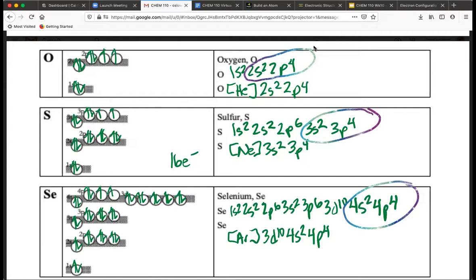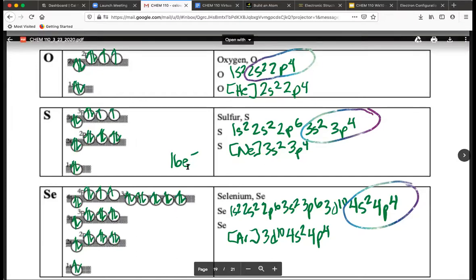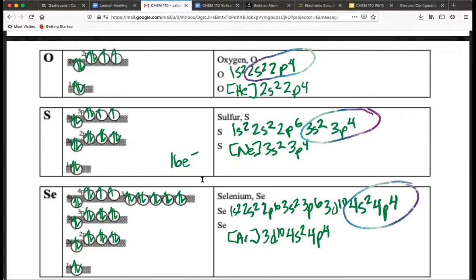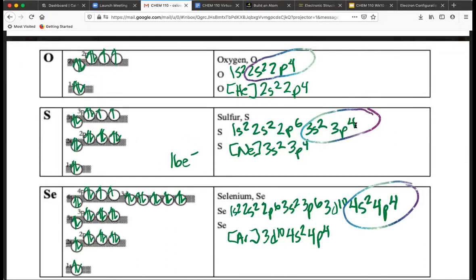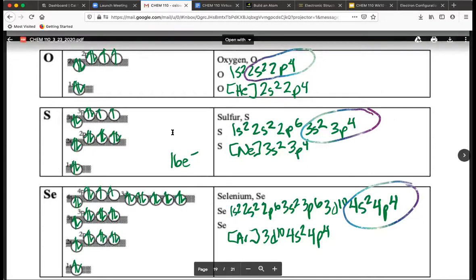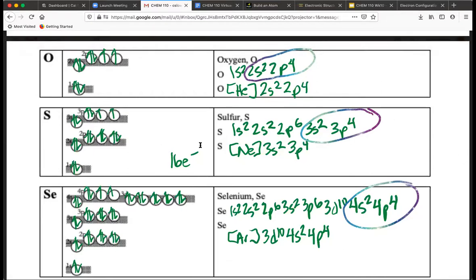So if we think about this, right, our total number of electrons should be equal to the sum of the superscripts, right? So 2 plus 2 is 4, plus 6 is 10, plus 2 plus 4, that's 16. It's a total of 16 electrons. So that's how I check to know whether or not my long configuration is correct.